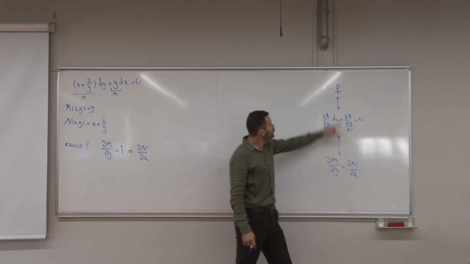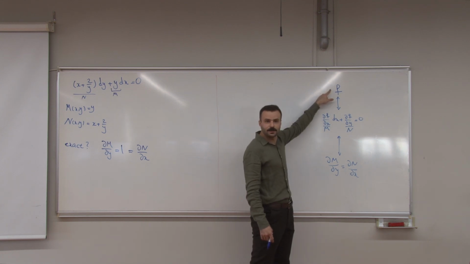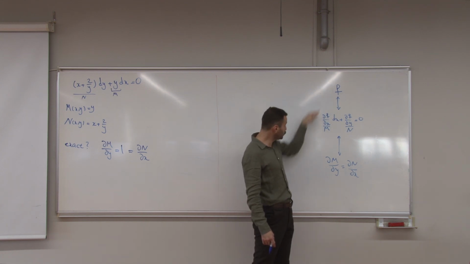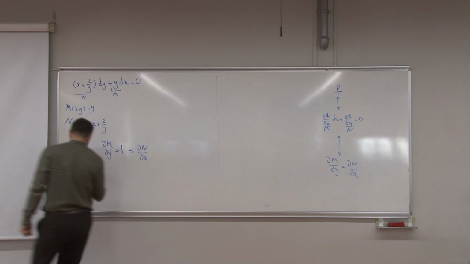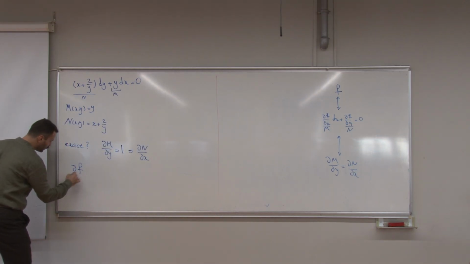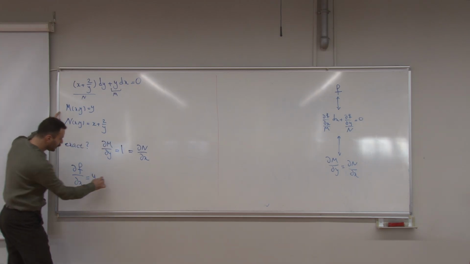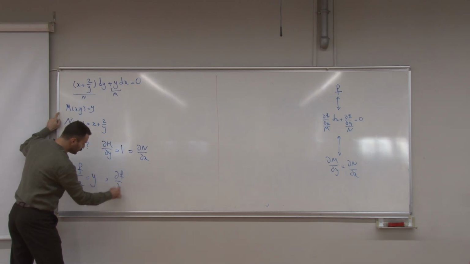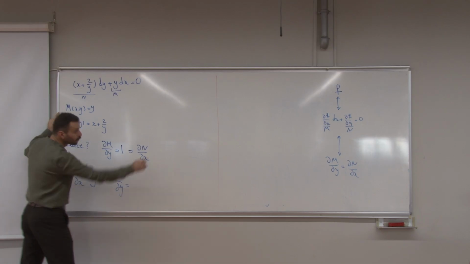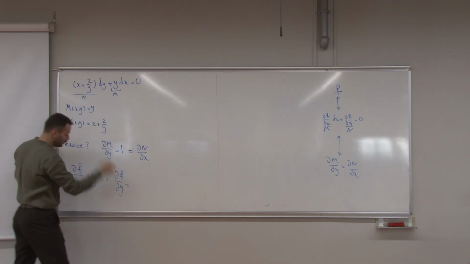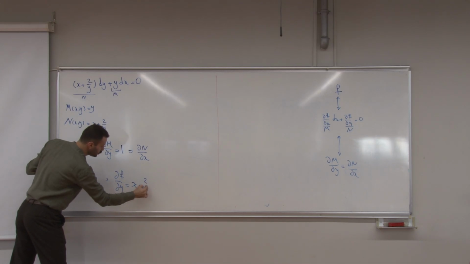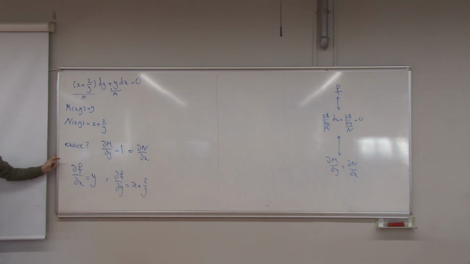Now we know that there is this kind of a function such that if I take its partial derivative with respect to x, I get M, which is y. And if I take the partial derivative of that function with respect to y, I get N, x plus 2 divided by y. Okay?